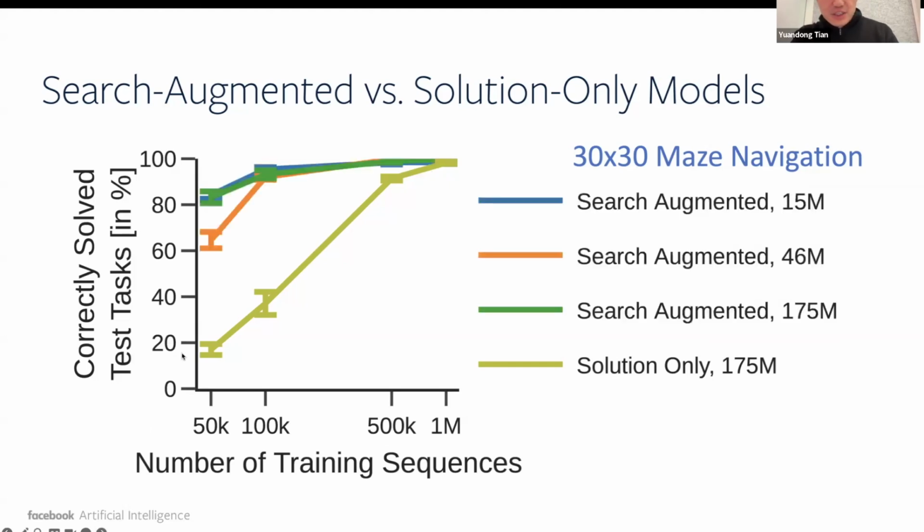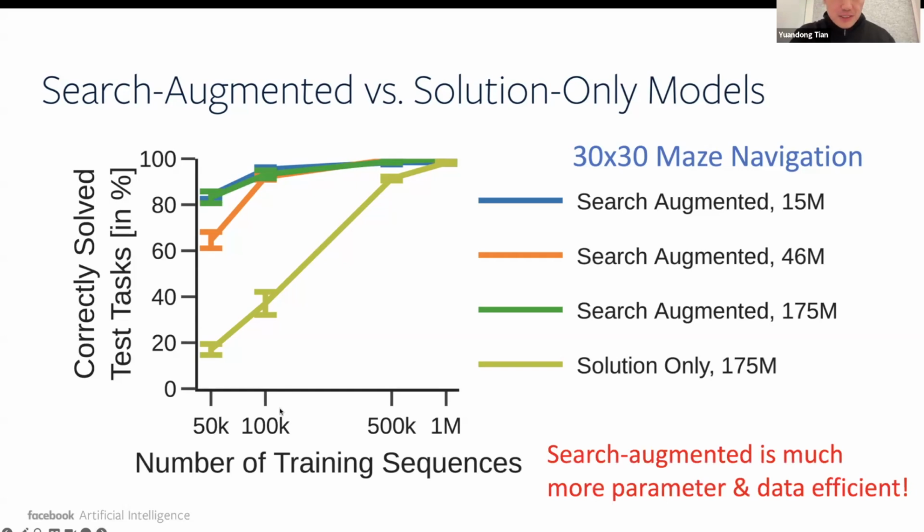However, if you check the search-augmented models, such models have a much smaller number of parameters: 15 million parameters versus 175 million parameters. At the same time, this search-augmented model has much better performance, even with a much smaller number of training sequences. This is very interesting because the search-augmented model has much fewer parameters and is much more data efficient.